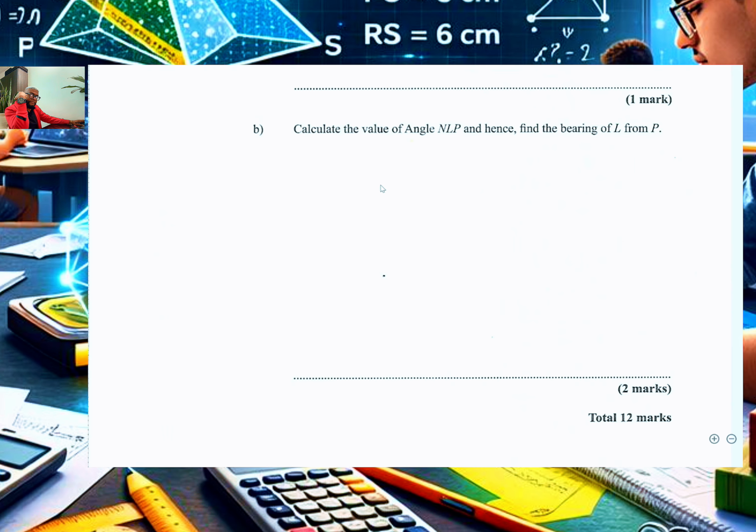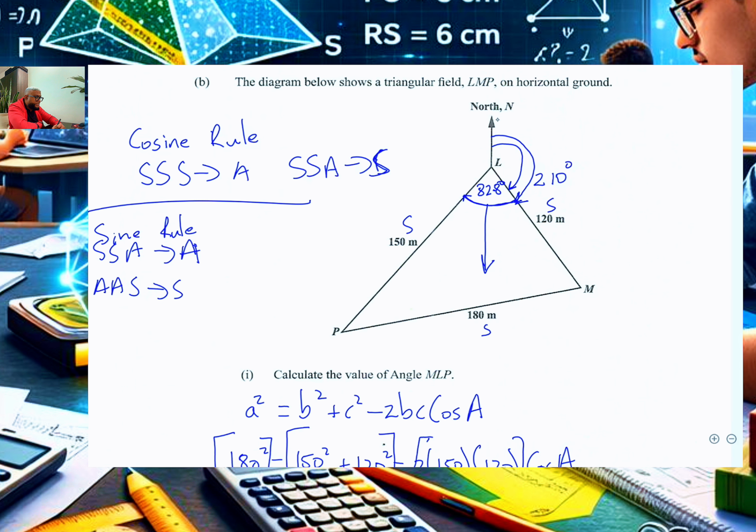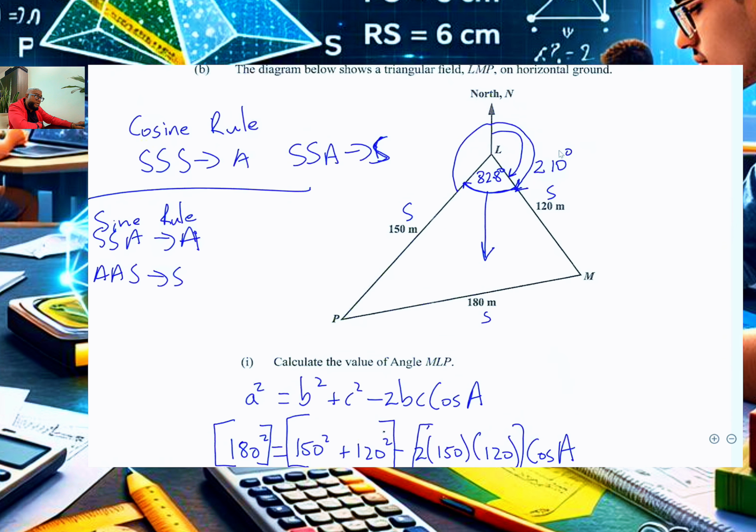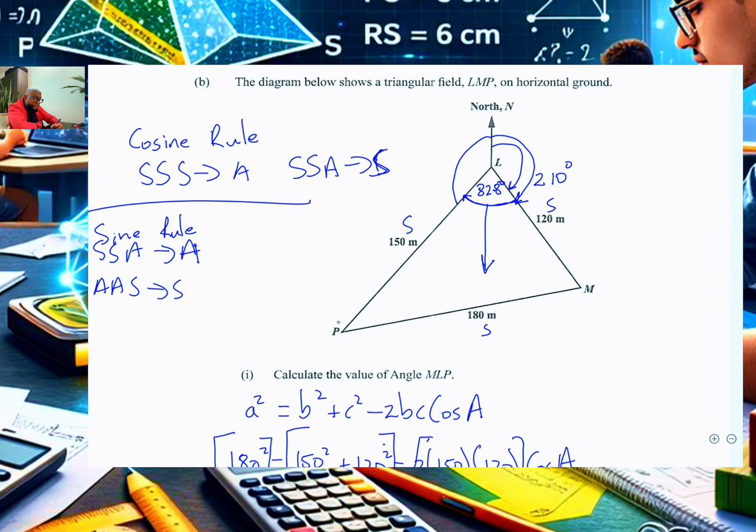Calculate the value of angle NLP and hence find the bearing of L from P. So from P we go into L, right? But we have to calculate this angle first, NLP. Let's locate NLP. N to L to P, that's this one here. They want L from P, so you're coming from P. So the north line is going to be where you're coming from. So they just want this.